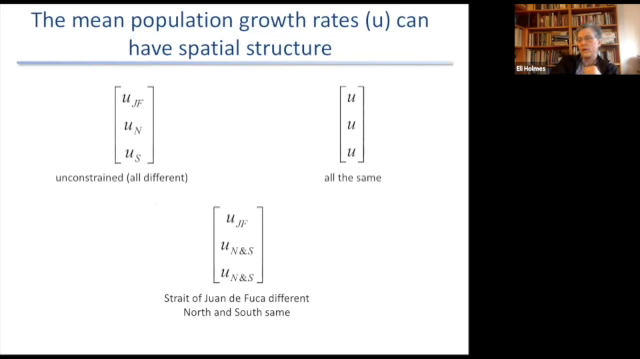And we can mathematically express different ideas about what's going on. So we could say they're all like this. Every population could have a different population growth rate. Or we could say they all have the same population growth rate, so all those U's are the same. Or maybe we think that the inner ones are different. They have this sort of inland population growth rate. And the Juan de Fuca, the one that's close to the coast, that one's different. So these are 3 different ideas about how we think the population might be structured.